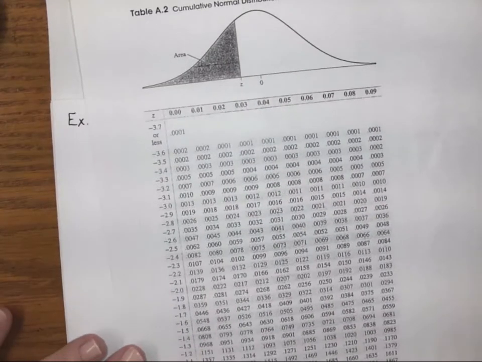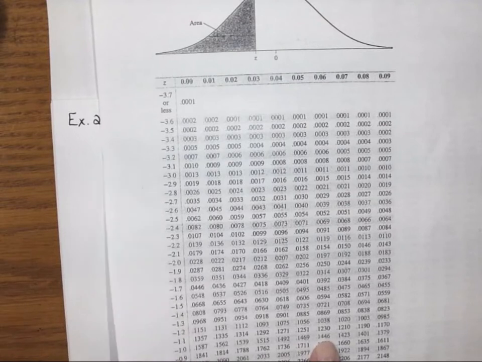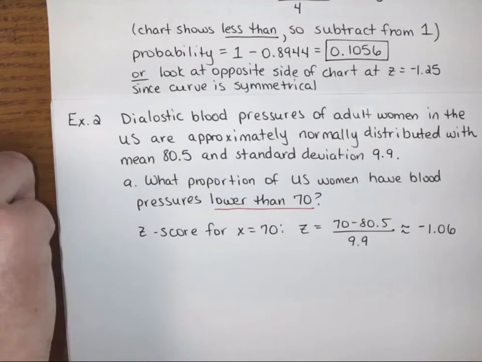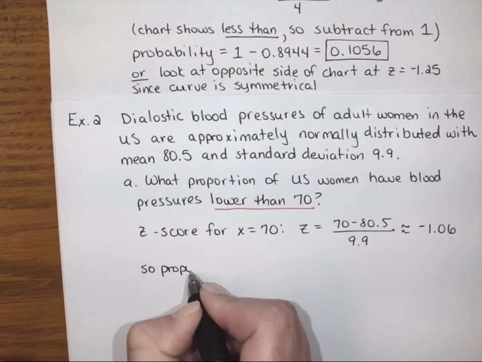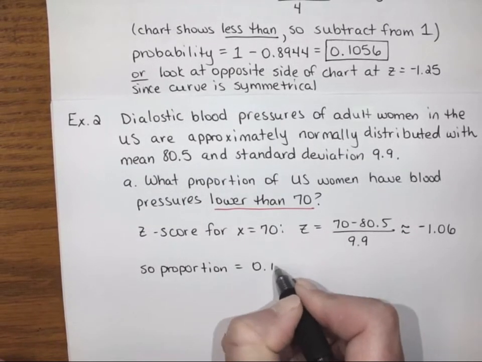So if we look at the chart and find negative 1.0 first and then put our finger over to the 0.6, it looks like it's 0.1446. Notice that this is lower than, so I don't have to do any adjustment. In other words, I don't have to do the 1 minus thing. I can just read the chart as it is. So the proportion equals 0.1446.